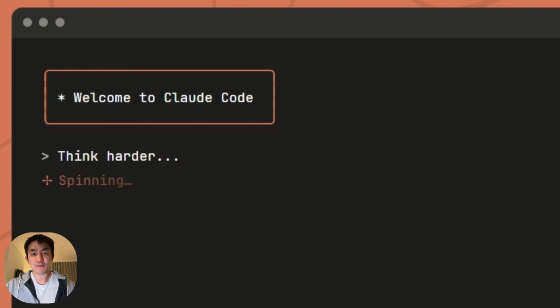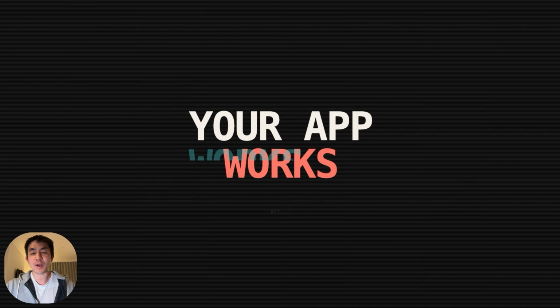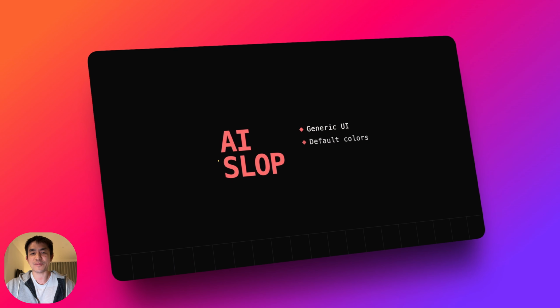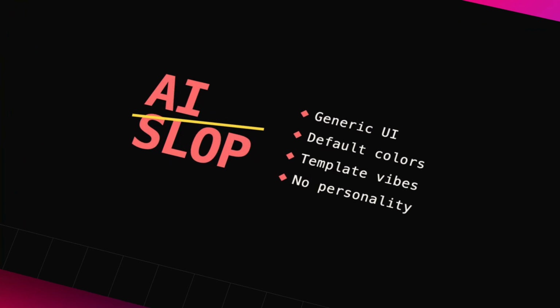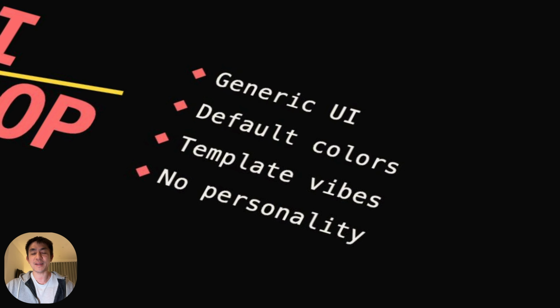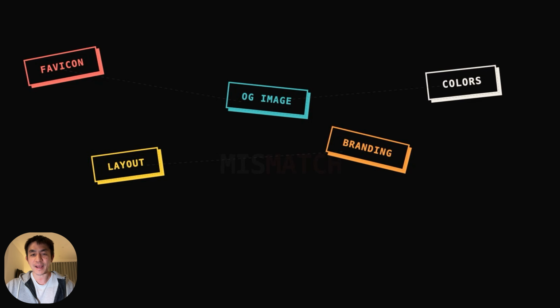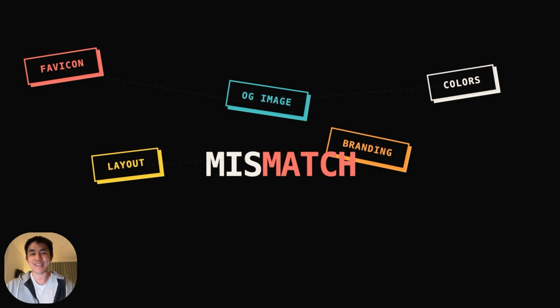Hey everyone, if you've ever tried using AI to build your app or your SaaS, you probably relate to this. You get the core product working, the features are working well, but the app still doesn't look great. It has that AI generated vibe, or AI slop as some people like to say. And then you realize it's not just the UI that looks generic. It extends out to everything, like your favicon, your open graph or OG images, your layout, your branding, everything. All of these just look generic and mismatched, and your app just doesn't land with users.